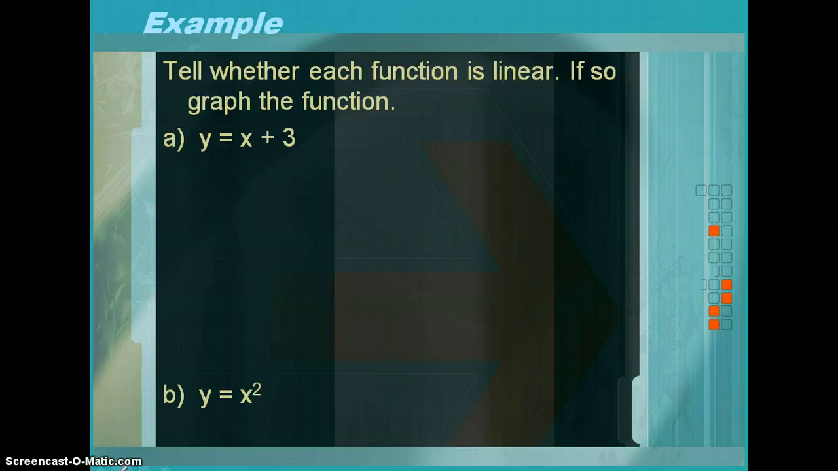Tell whether each function is linear. If so, graph the function. So a has y is equal to x plus 3. b is y is equal to x squared. In order for a function to be linear, it must follow the following format: ax plus by is equal to c. This is called standard form.